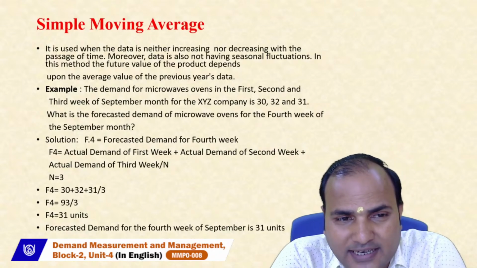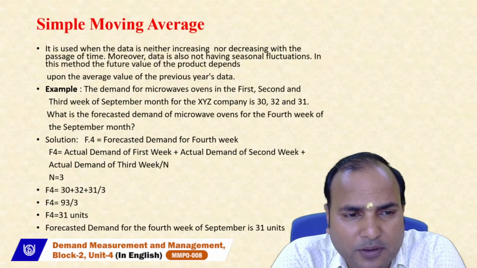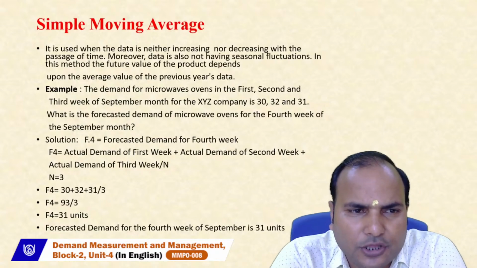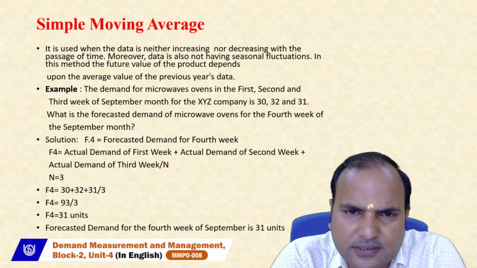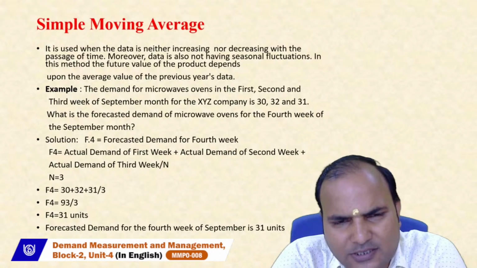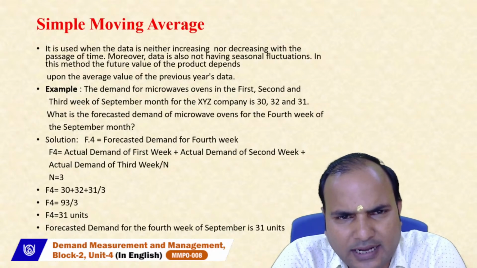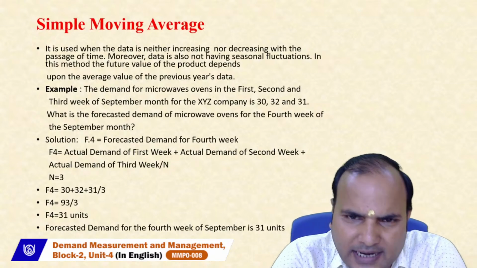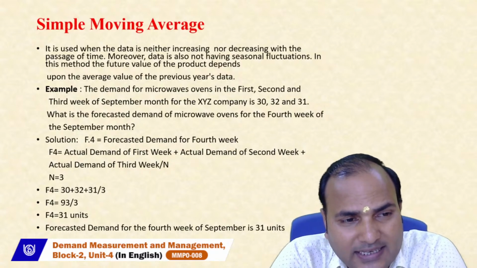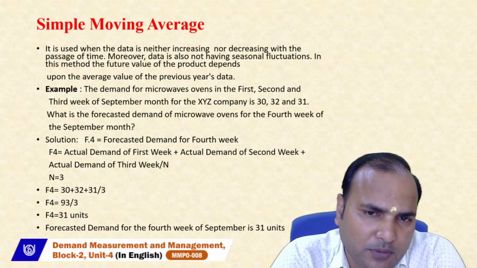Then what is the forecasted demand of microwave ovens for the fourth week of the September month? Again, listen to the question first. The demand for microwave ovens in the first, second and third week of September of XYZ company is 30, 32 and 31. That means for the first week it is 30, for the second week it is 32, and for the third week it is 31. Then what is the forecasted demand of microwave ovens for the fourth week of September?